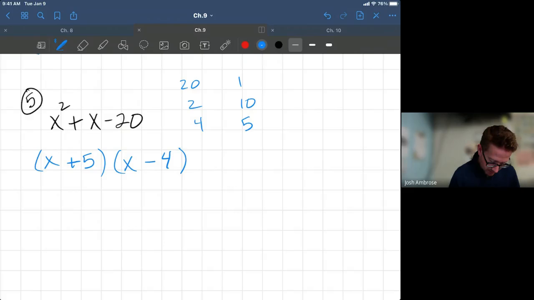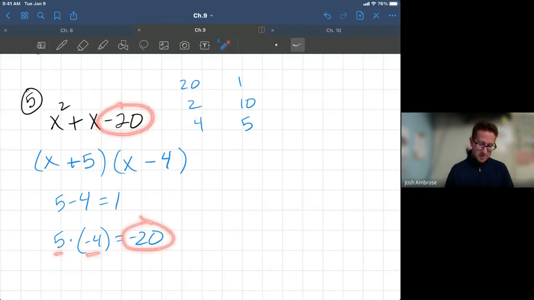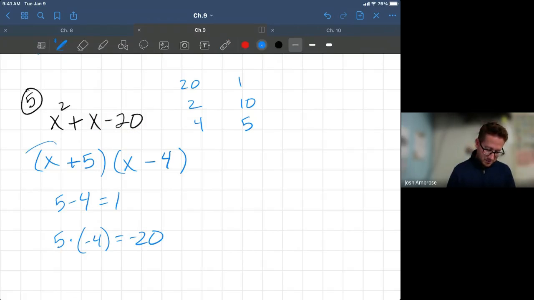So again, break it down. 5 minus 4 equals a positive 1. 5 times negative 4 equals a negative 20. All of these work out. That's how that works out.